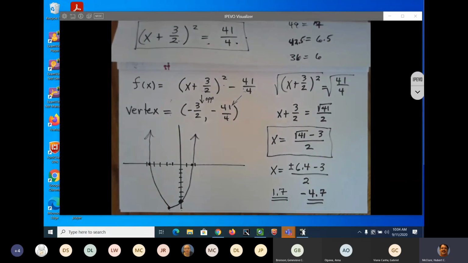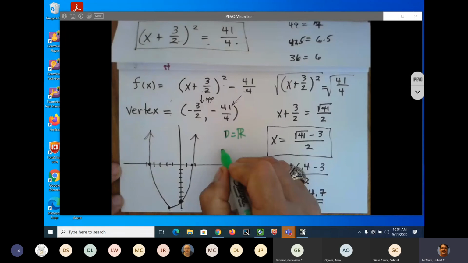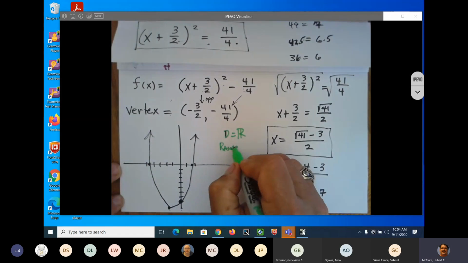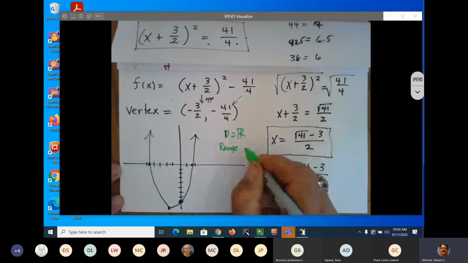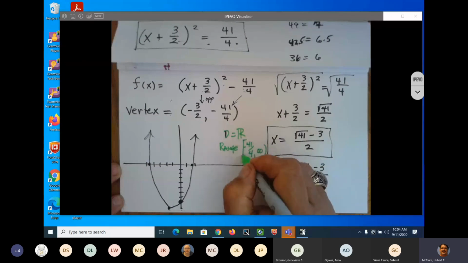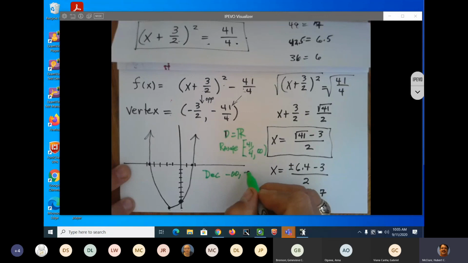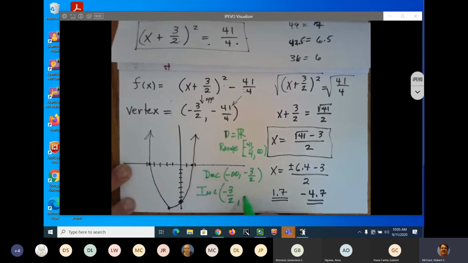My domain, I'll do this in green, kind of get it away from everything else. My domain is all real numbers. My range is from -41/4 to infinity, decreasing from -infinity to -3/2, and increasing from -3/2 to infinity.